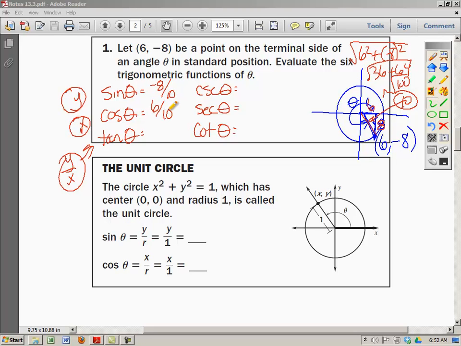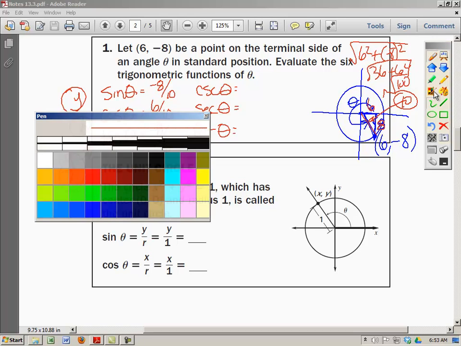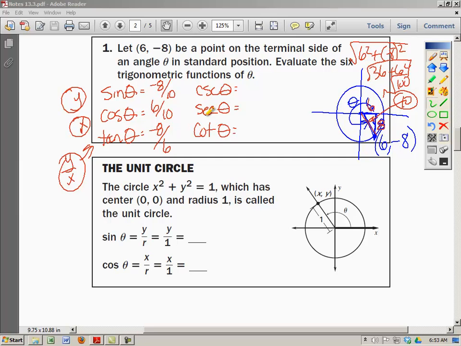And the tangent becomes y over x. The y value is negative 8. The x value is 6. All right, cosecant would be the reciprocal, so negative 10 over 8. You know what, before I do that, don't forget that all your fractions should always be in lowest terms. I don't want to flip all of these over and then have to reduce twice, so I'm going to reduce them right now. This is equal to negative 4 fifths. This is equal to 3 fifths. And this is equal to negative 4 thirds.